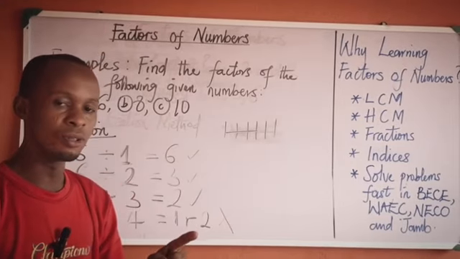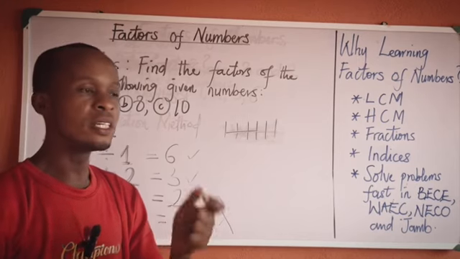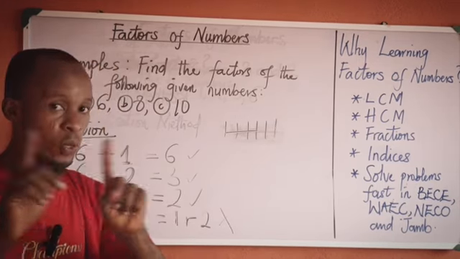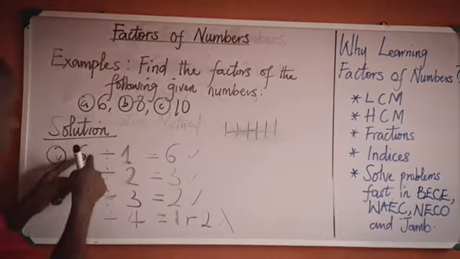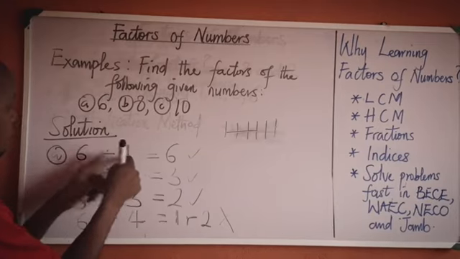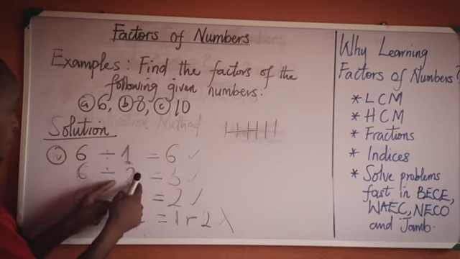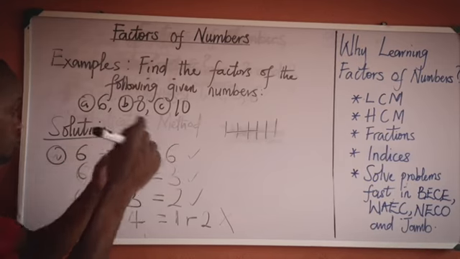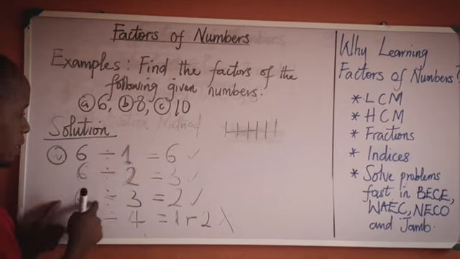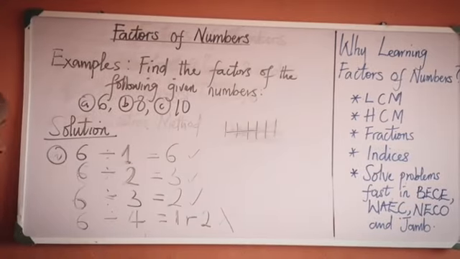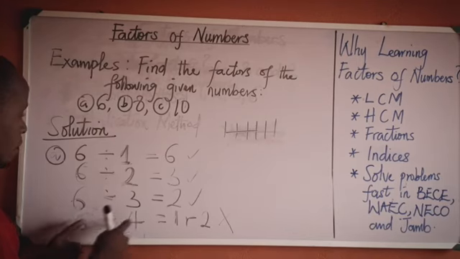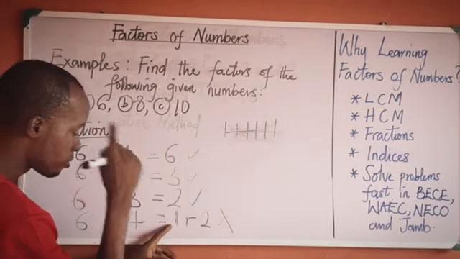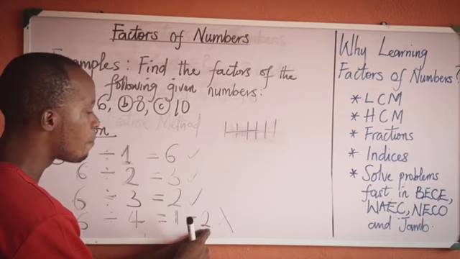A factor of a given number divides that given number without a remainder, such as you have seen here. 1 divides 6, no remainder, 6 times. 2 divides 6, 3 times, no remainder. 3 divides 6, 2 times, no remainder. Then you can see 4 divides 6, 1 time, and there is a remainder of 2.